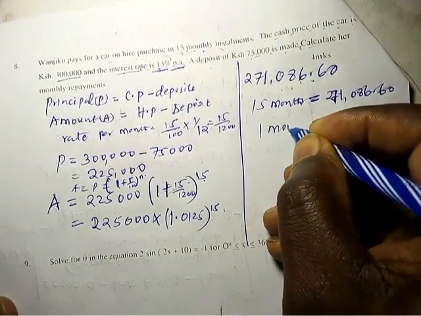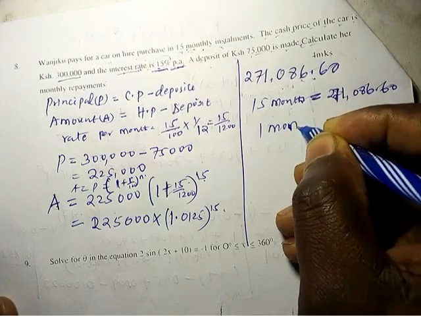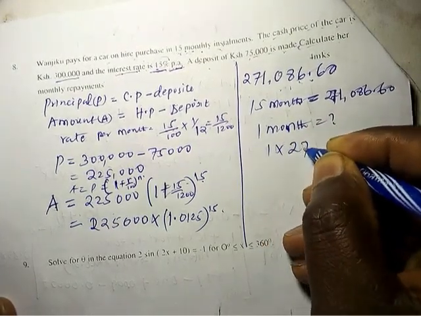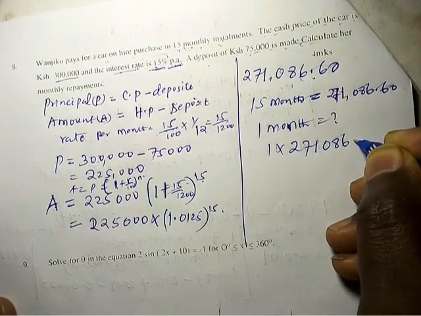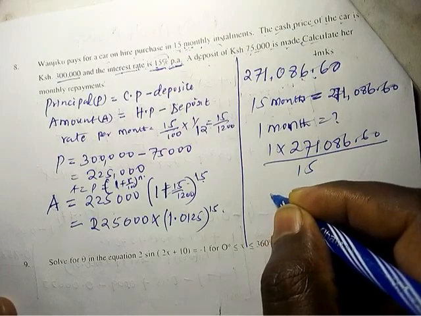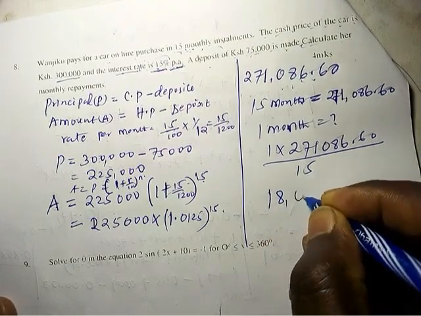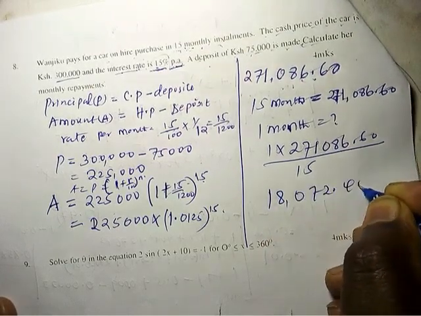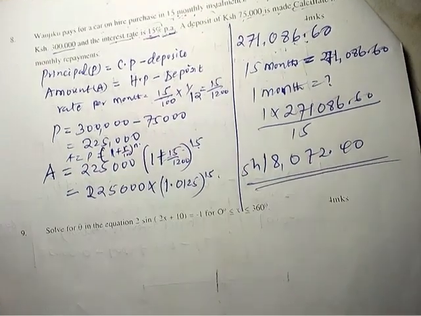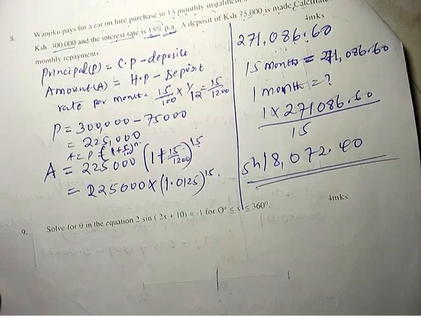How much was she paying per month? So 1 month is 271,086 divided by 15. So per month she will be paying 18,072.40 shillings. That is the amount Wanjiku will pay per month.